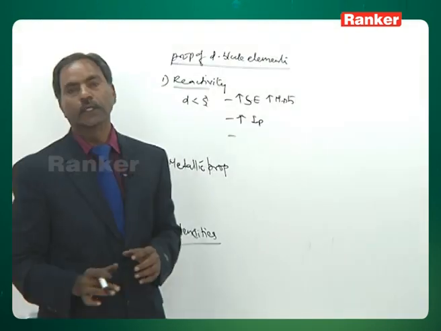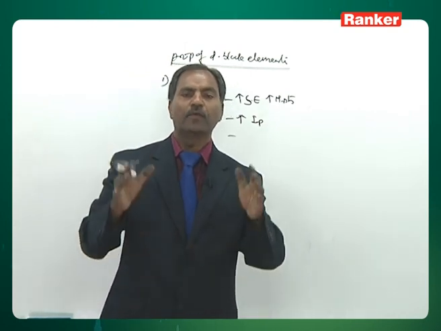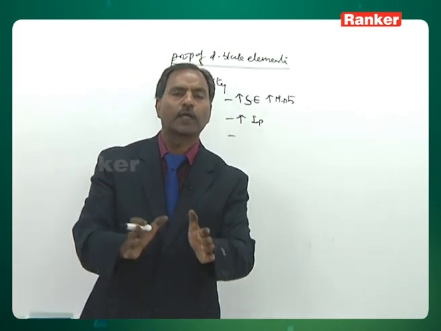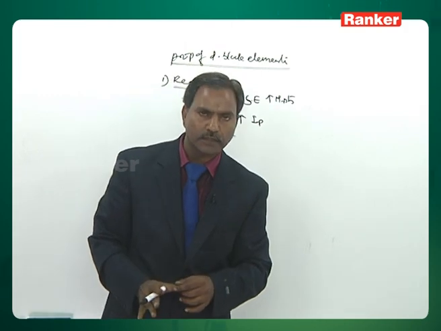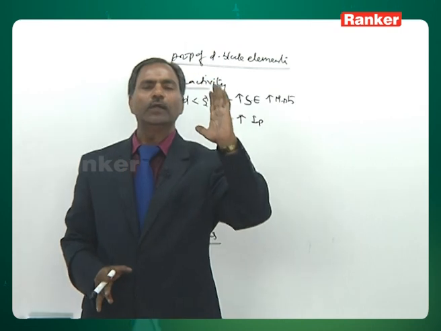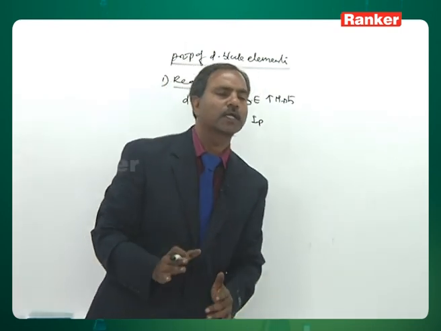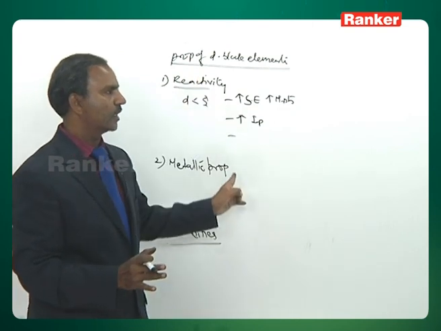Next, they have high IP values. S block elements are bigger in atomic size, so their IP values are low. They easily lose electrons and enter into chemical reactions. But in the case of d block elements, their IP values are high. They cannot easily lose electrons, therefore they cannot easily enter into chemical reactions. Therefore, they are less reactive.